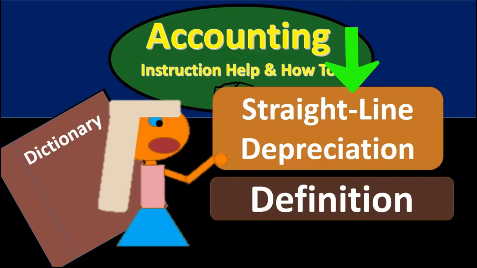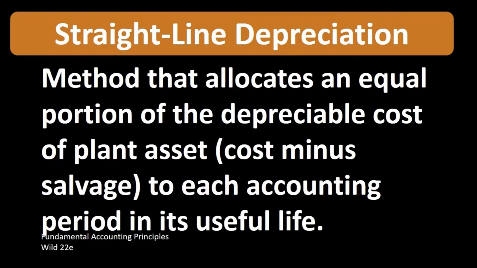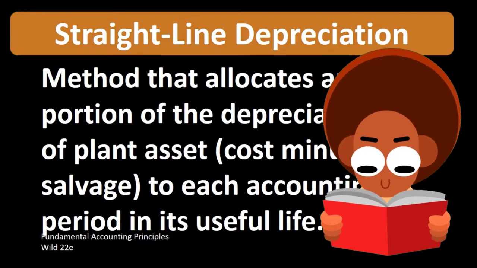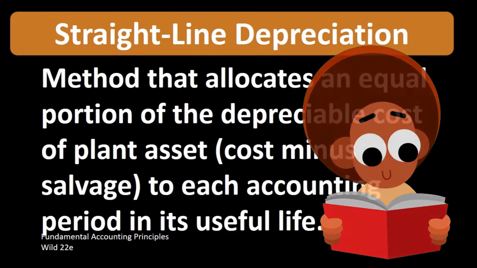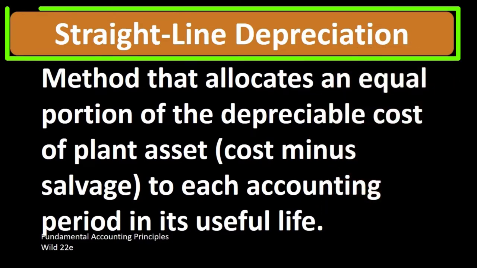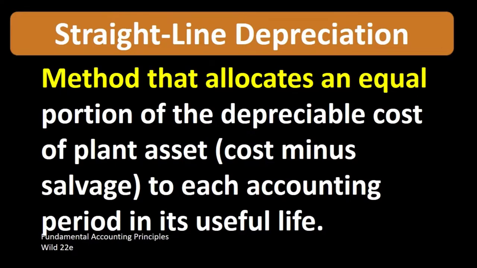Hello, in this lecture, we will define straight-line depreciation. According to Fundamental Accounting Principles, Wild 22nd Edition, the definition of straight-line depreciation is a method that allocates an equal portion of the depreciable cost of a plant asset, cost minus salvage, to each accounting period in its useful life.